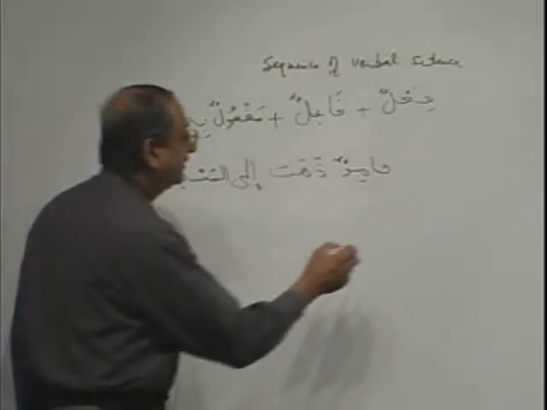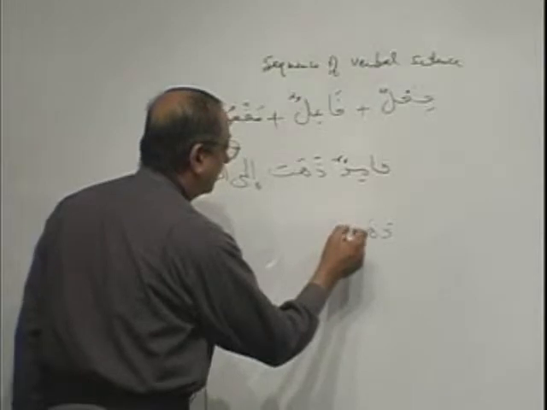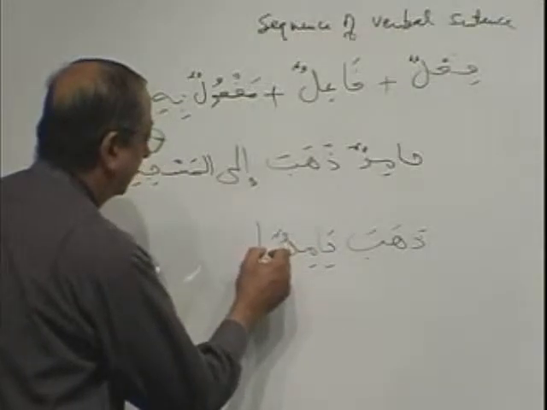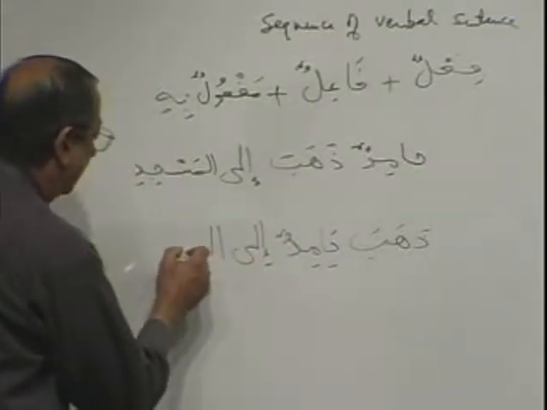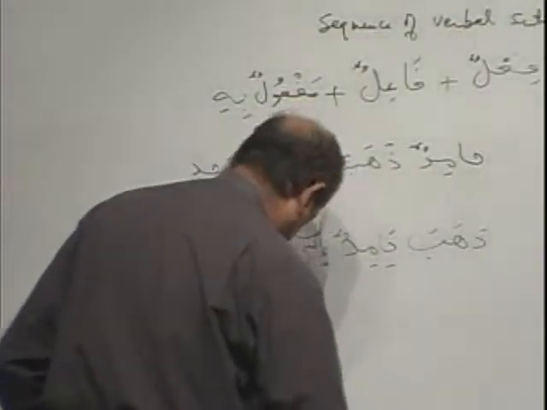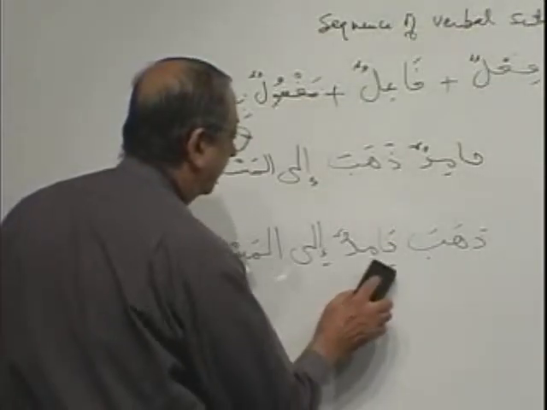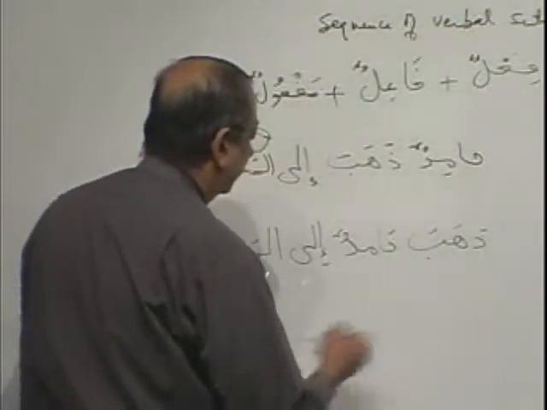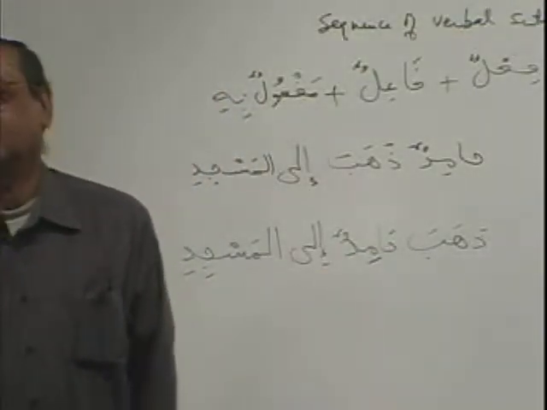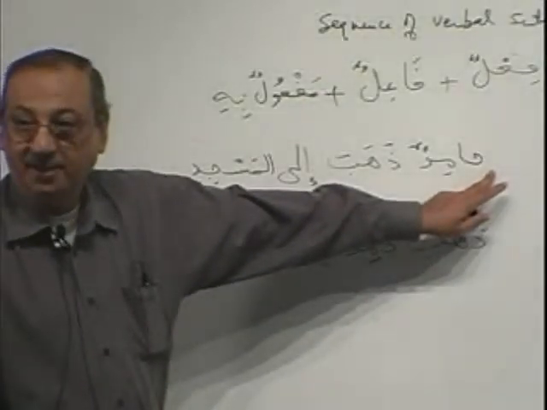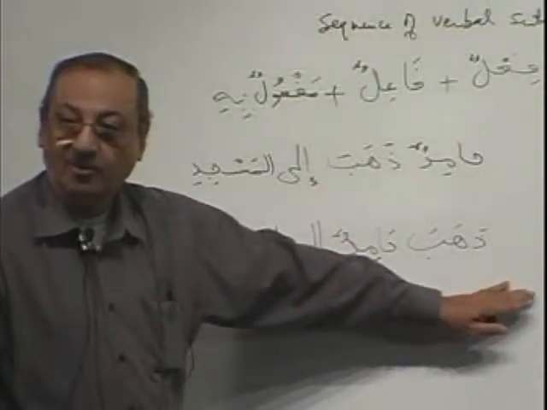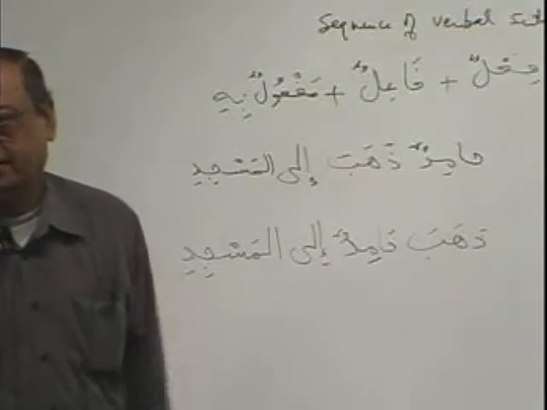Are you with me? Now if I say Dhahaba Hamidun ilal masjidi. Are you with me, brothers and sisters? Dhahaba Hamidun ilal masjidi. Now where is the fa'il of dhahaba? Now it is Hamid. This was Jumla Ismiya. The khabar was Jumla Fi'liya. And this is purely Jumla Fi'liya. Please keep that in mind.